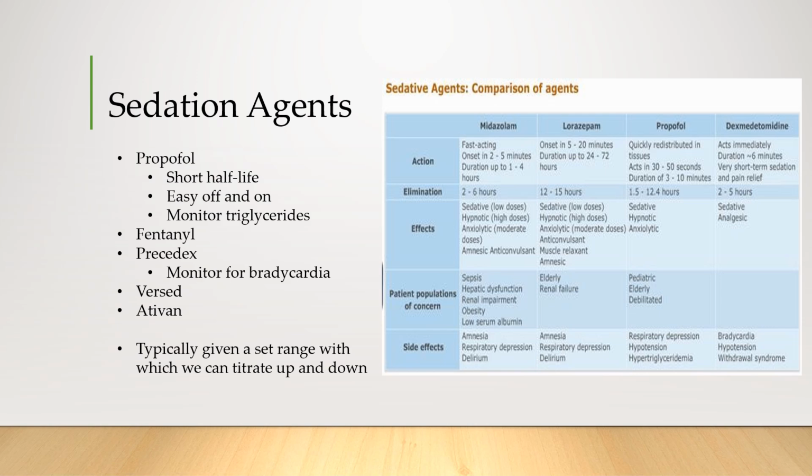Very common neural blocker you're going to see is cisatracurium. I always say that wrong. I'm going to spell it for you. C-I-S-A-T-R-A-C-U-R-I-U-M. If the patient's on neural blocker, they absolutely need to be on sedation.